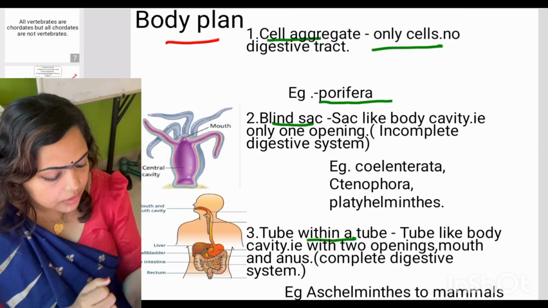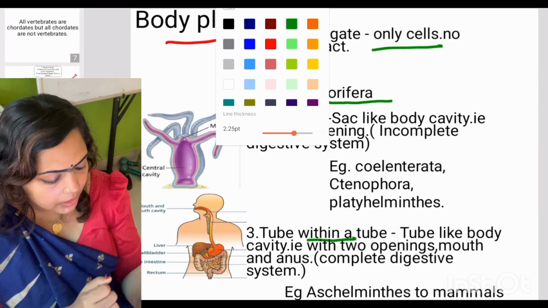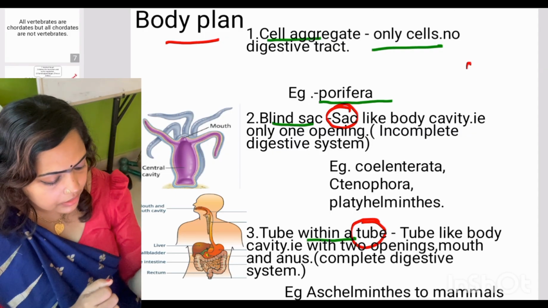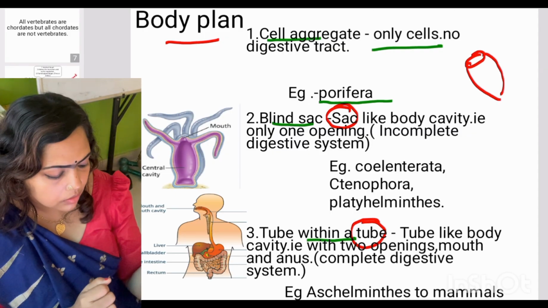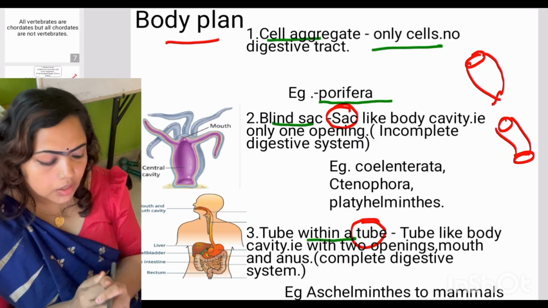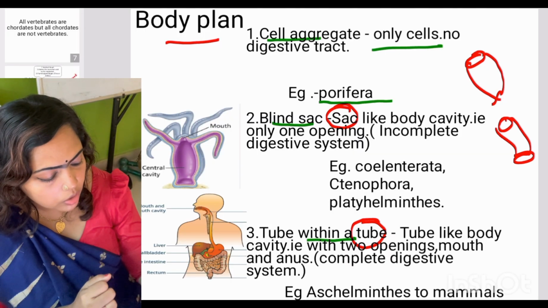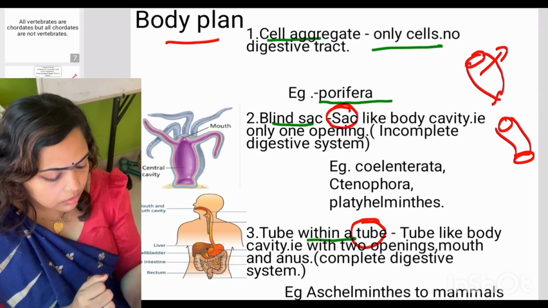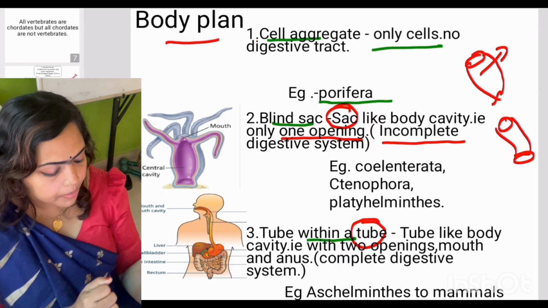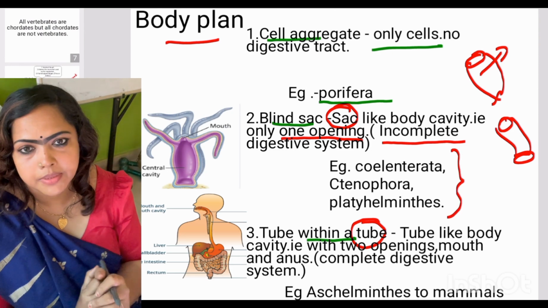The next two types are blind sac and tube within a tube body plan. What is the difference between sac and tube? Sac means only one opening, while tube means two openings are there. So this is the difference. In the blind sac plan the digestive system has only one opening, and such a digestive system is called incomplete. Example, Coelenterata, Ctenophora, Platyhelminthes.